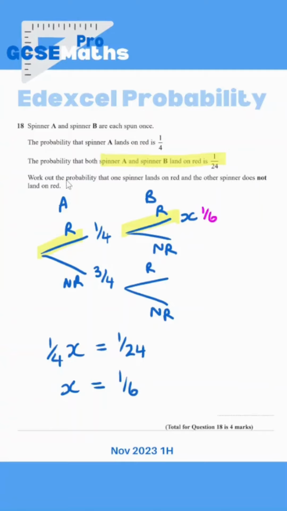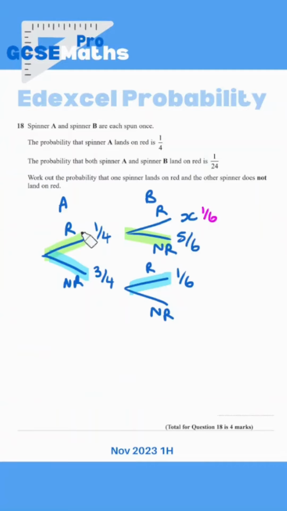Okay, what was the actual question? Work out the probability that one spinner lands on red and the other does not. So getting rid of our previous highlights, let's highlight the options that are viable for that scenario. We've got red in A and not red in B, or we could go not red A and then red B. We now know that the probability of getting red in spinner B is 1/6. The probability of therefore not getting red is the other 5/6.